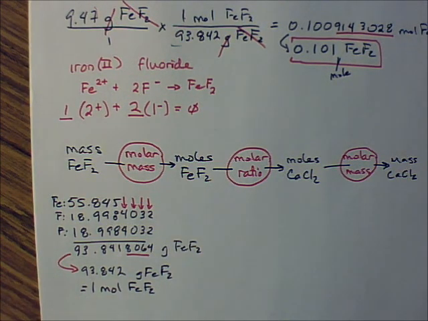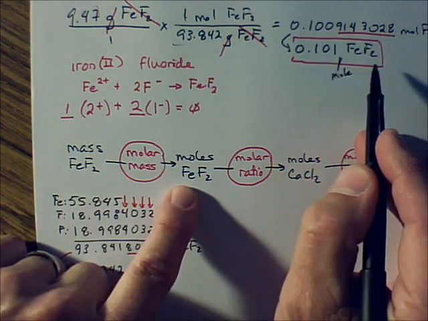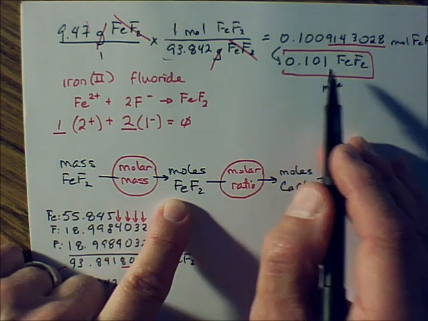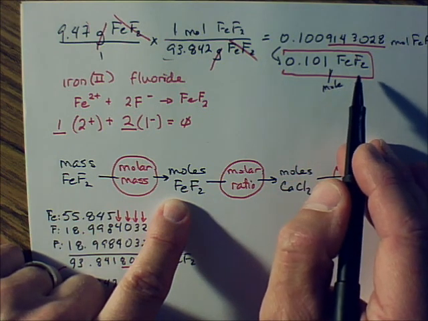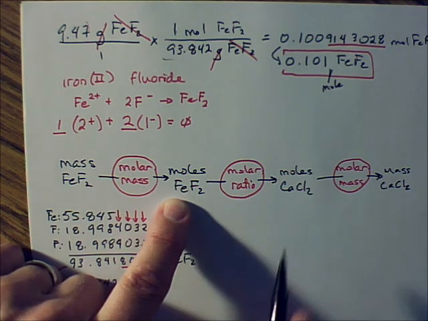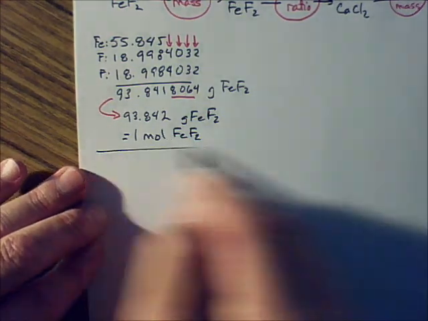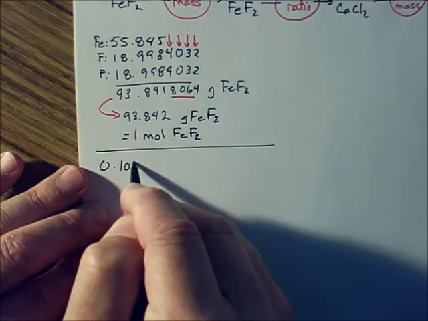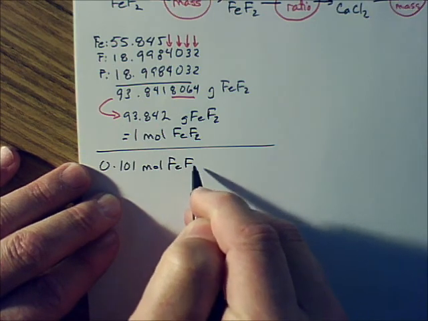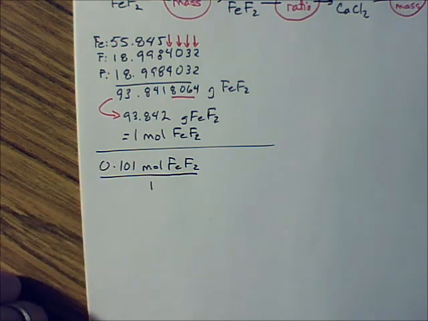Alright, so we successfully completed this first stage. We've got a calculated number of 0.101 moles of FeF2, and that becomes our new starting amount for this stage of the problem. Okay, so I'm going to go down here and put 0.101 moles of FeF2, and since that's our new starting amount, I'm going to put it over 1.